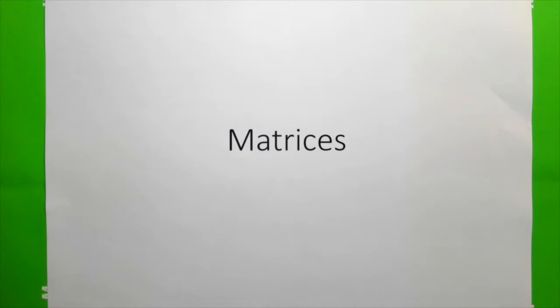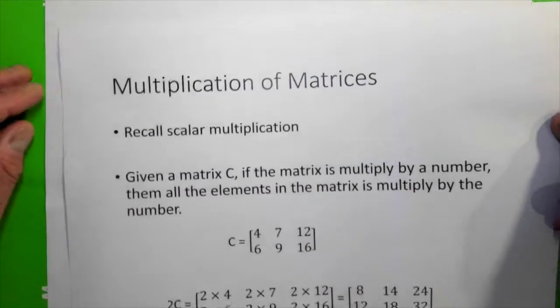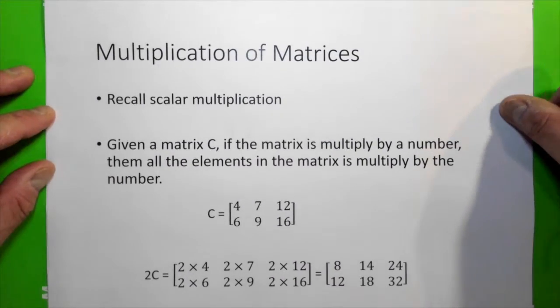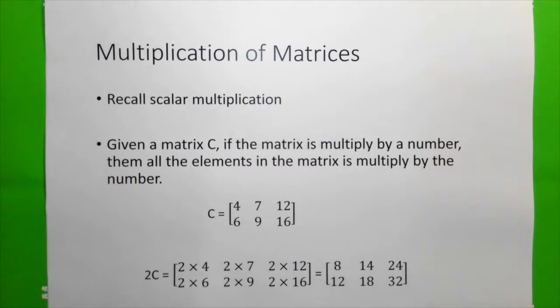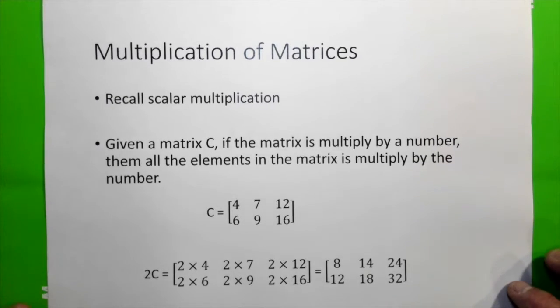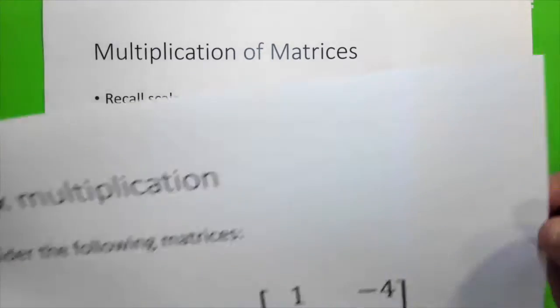Let's now continue on with our lessons on matrices. First, let's look at multiplication of matrices. Just recall the last lesson we talked about scalar multiplication. So if we have a matrix C, if it is multiplied by a number, all the elements in the matrix are multiplied by the number. Now, let's have a look at matrix multiplication.